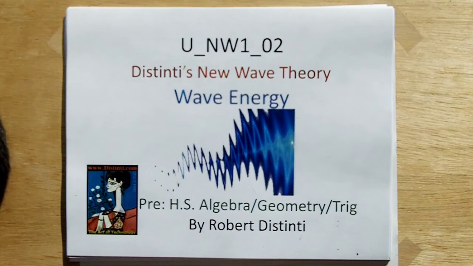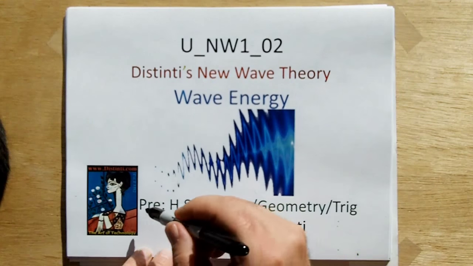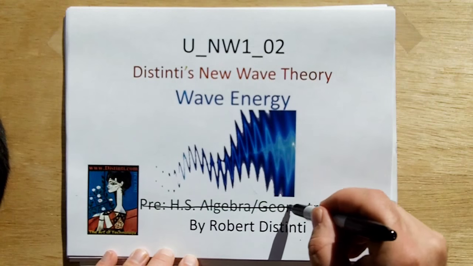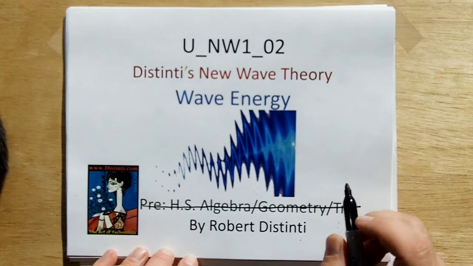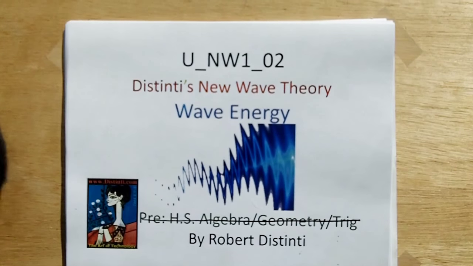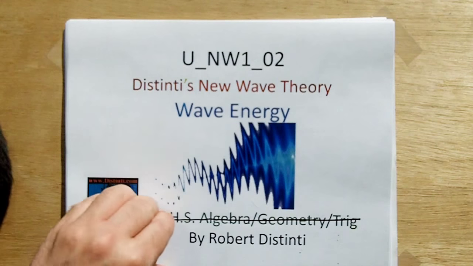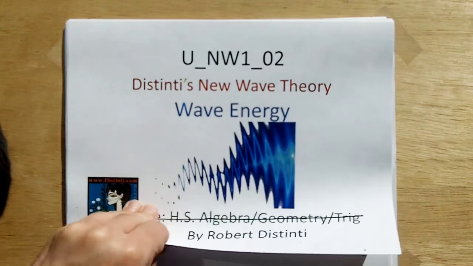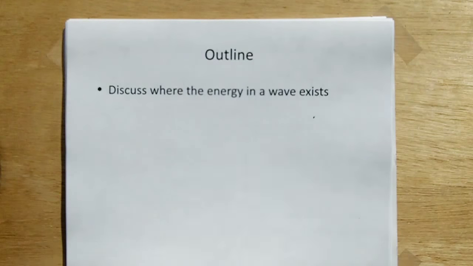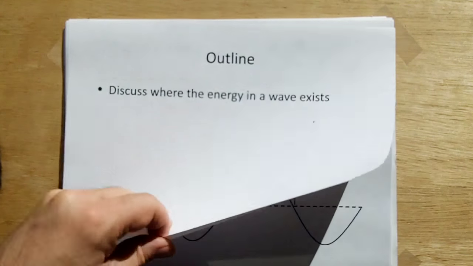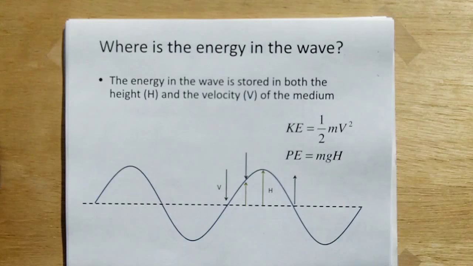In this lecture, we're going to discuss wave energy. For this particular lecture, you really do have to have more advanced mathematical skills, so this will be at least a bachelor's degree in engineering or science. In this, we're going to review or discuss where the energy in a wave exists. So where is the energy?